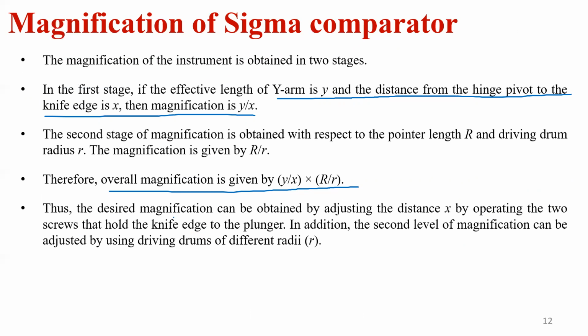So thus the desired magnification can be obtained by adjusting the distance x by operating the two screws that hold the knife edge to the plunger. In addition, the second level magnification can be adjusted by using the driving drums of different radii.